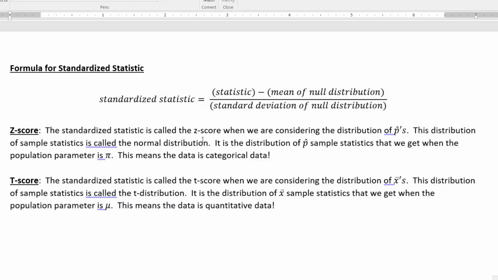If you have a situation where you are looking at categorical data and making a hypothesis about pi, then we will call the standardized statistic the z-score. If you have a situation where you're dealing with quantitative data and we are talking about hypothesizing mu, we call that a t-score. These are both standardized statistics. They're both calculated in the same way. It's just if you're talking about pi's and p-hats, you're going to call it a z-score. And if we're talking about mu's and x-bars, we're going to call it a t-score.